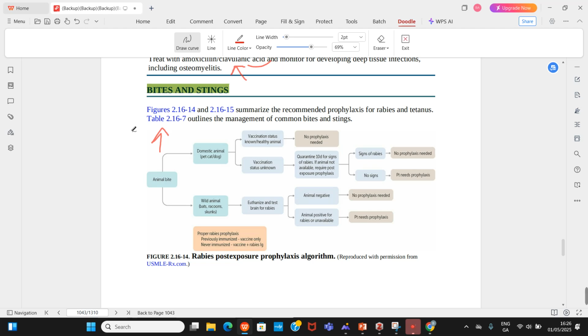You get bitten by a wild animal that we cannot euthanize, or you get bitten by a dog that is rabid. Regardless of the previous vaccination that person had, the person is going to get something, unless that dog or the animal is vaccinated. So let us look at the algorithm. We look at the one on top. Somebody gets bitten by a domestic dog or a cat.